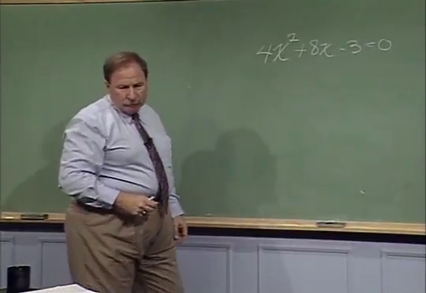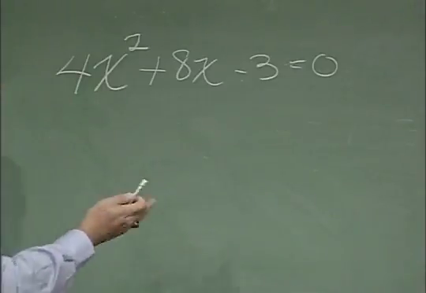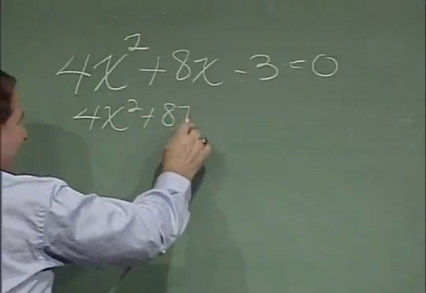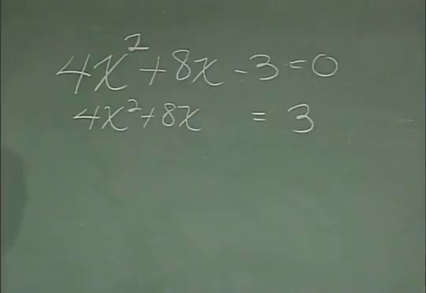Now, we saw the perfect squares we had were the form x squared plus. We've got to get rid of the 4. Well, before we do that, let's get rid of this 3. Doesn't make a difference, but I just like to get the number out of there. So we'll have 4x squared plus 8x equals 3. We add 3 to both sides.